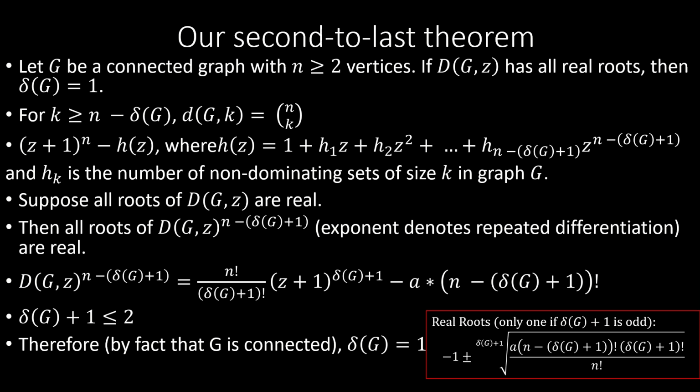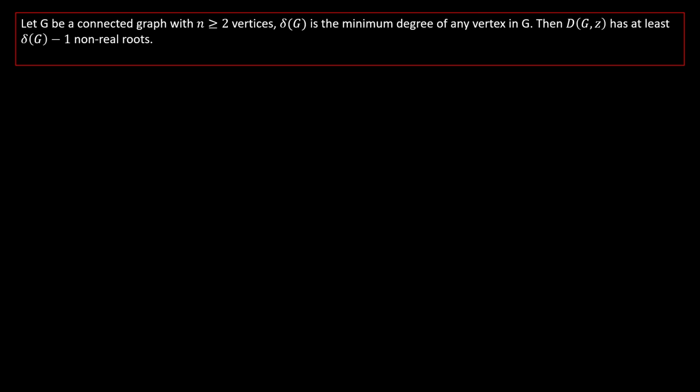Our proof is complete: if G is a connected graph with at least 2 vertices, and if its domination polynomial has all real roots, then G's minimum degree is 1. The final property we're going to look at is this. Let G be a connected graph with n greater than or equal to 2 vertices, and remember that delta of G is the minimum degree of any vertex in G. Then the domination polynomial of G has at least delta of G minus 1 non-real roots.